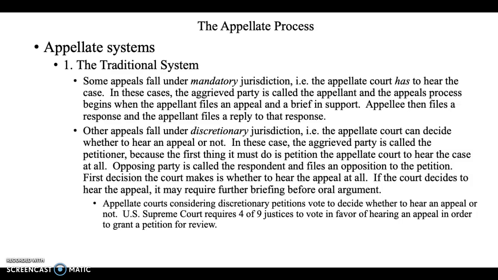Other cases fall under what's called discretionary jurisdiction. Now, the appellate court can decide. That's when, like the Supreme Court, it can decide whether to hear an appeal or not. In that case, the aggrieved party is called the petitioner, because the first thing that they do is they petition the appellate court to hear the case.